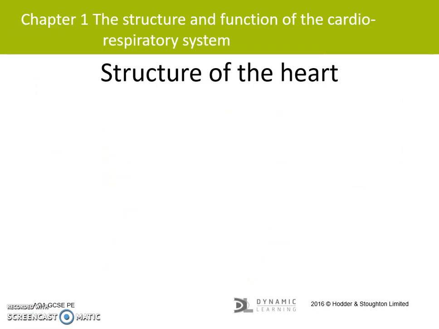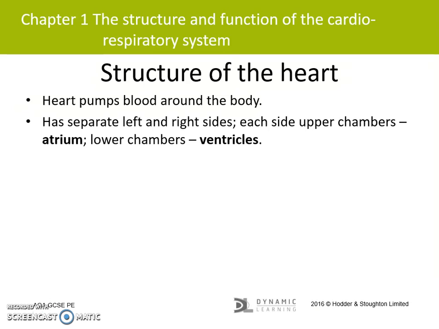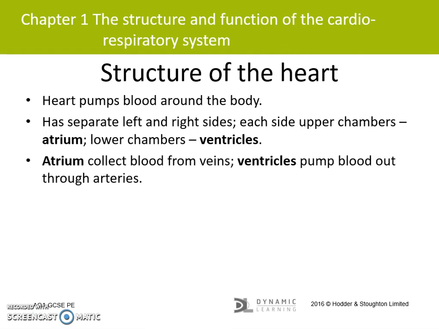Now, we're going to have a quick look at the structure of the heart in more detail for that diagram you've just seen. So the heart is what pumps all our blood around the body. We know that. We've got chambers at the top called the atrium, and then our heart's also got lower chambers called ventricles. So the top two are atrium, and we've got our left and right ventricles at the bottom. And the atrium's job is to collect the blood from our veins. And then ventricles pump the blood. So once it goes into those bottom chambers, your heart contracts and it pumps blood out through the arteries.